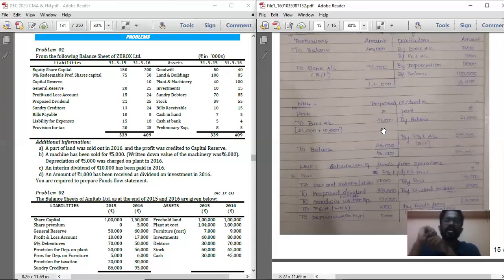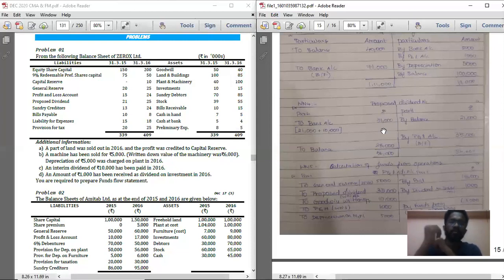When you are debiting the P&L, you are going to credit the proposed dividend. So on the credit side, record by P&L account, within bracket balancing figure. This is the amount that has been debited to the P&L account. Calculate the balancing figure: 56,000 minus 21,000, you are getting 35,000. So 35,000 is the amount which has been debited to the P&L account, that is the amount reduced from the profits as proposed dividend.